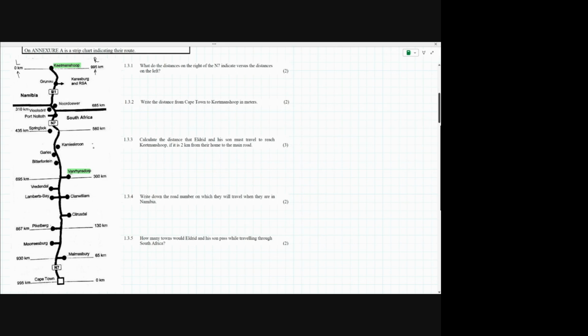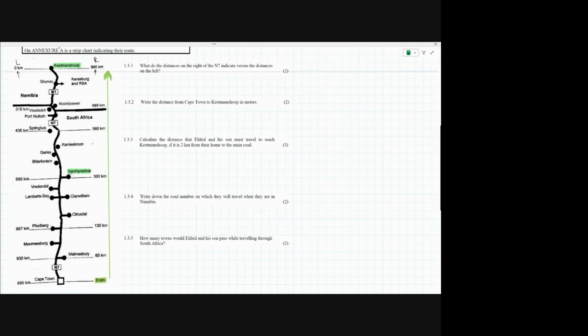Yes, exactly, 100%. So these distances on the right, remember I said earlier, strip maps you can read in two different directions. For example, on the right-hand side, if we go all the way to the bottom to Cape Town, this is starting at 0 kilometers. So all of these distances up the right-hand side of my strip map tell me how far away I've traveled from Cape Town.